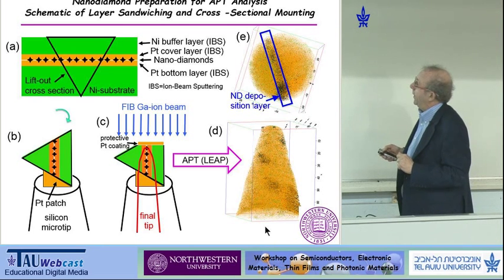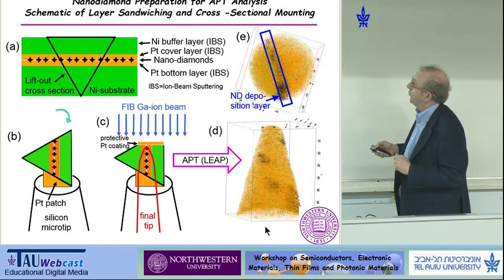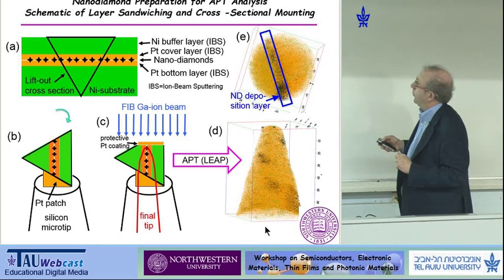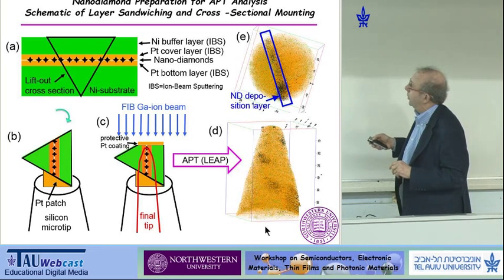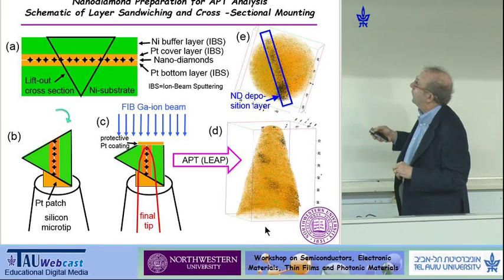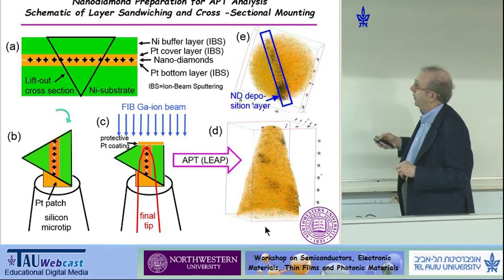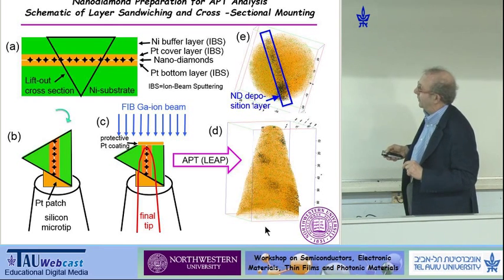So look at panel A here. This is a nickel substrate. What we do is deposit platinum using an ion beam sputtering system made by South Bend. We sputter a layer of platinum, and then we put in nanodiamonds here. You see in black the nanodiamonds. We put another layer of platinum on top of it using this so-called IBS, and then we put a buffer layer on top of that.